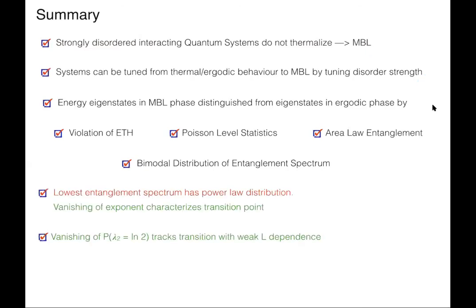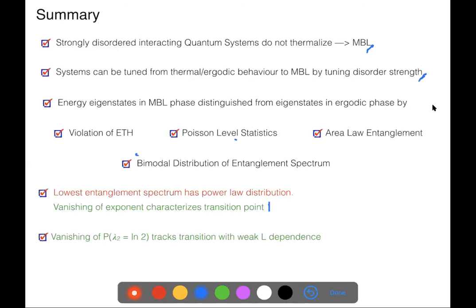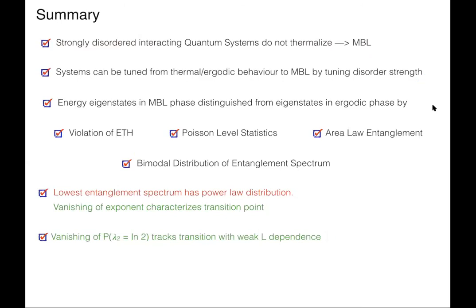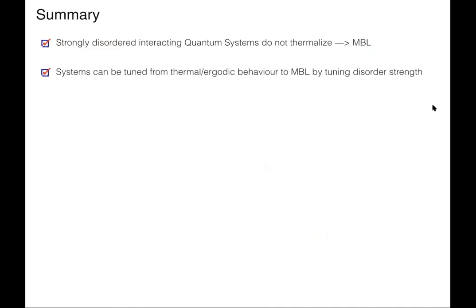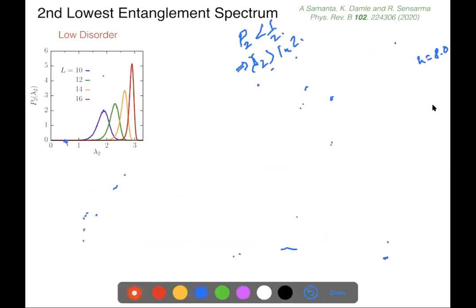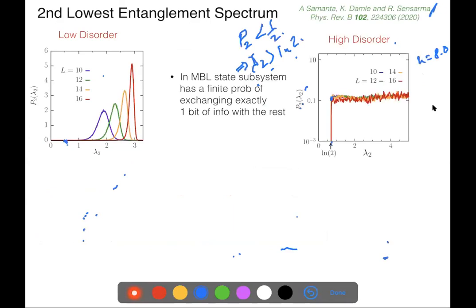And we have added a couple of things to it. The lowest entanglement spectrum has a power law distribution whose exponent vanishes at the transition point. And for the second, you are looking for the probability of getting a maximally entangled qubit in your state, and when that vanishes, that also seems to track the transition, with weak L dependence. So this work was done with Abhishek Samanta, who is my student and is now at Technion, and Kedar Damle, who is a colleague at TIFR.